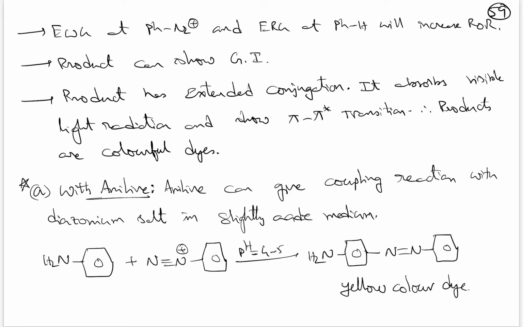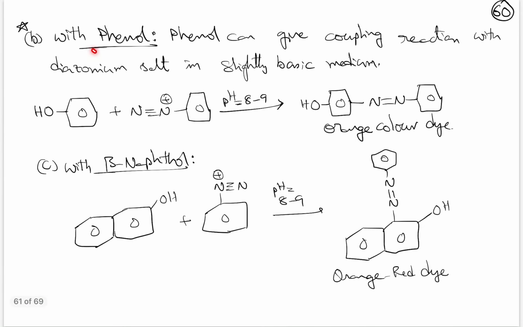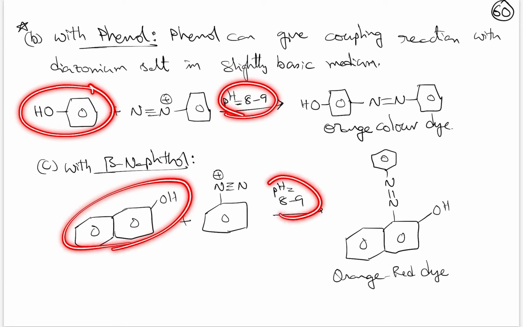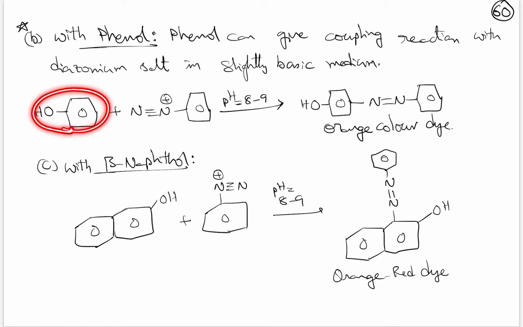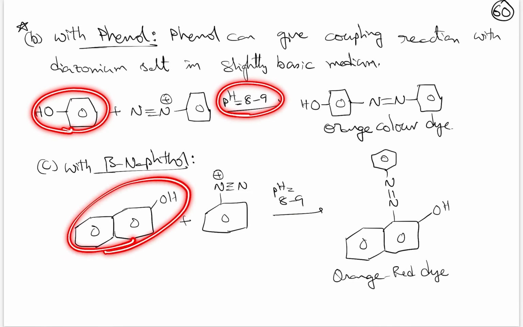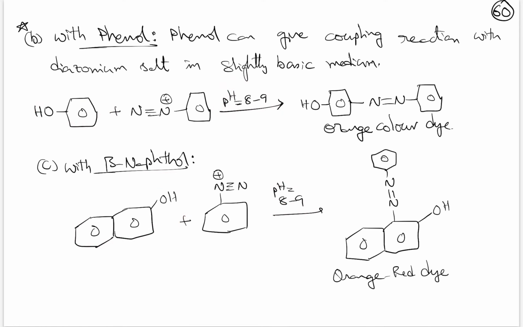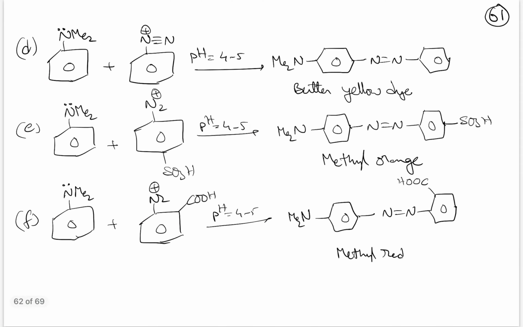And then a reaction with aniline. Aniline can give a coupling reaction with the diazonium salt in a slightly acidic medium. A slightly acidic medium is used and a yellow colored dye will be formed. And with phenol, a slightly basic medium is needed, and an orange colored azo dye will be formed. And with beta naphthol, you will be getting an orange red azo dye. Like with phenol, with the naphthol also you have to use a mild basic medium to form the orange red dye.